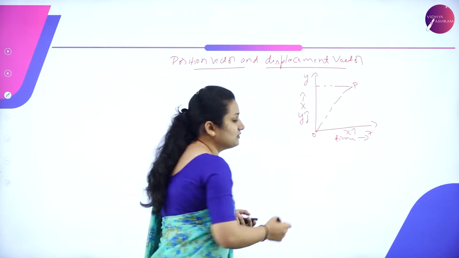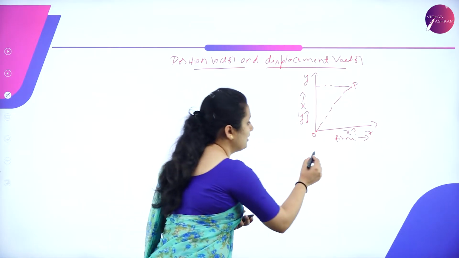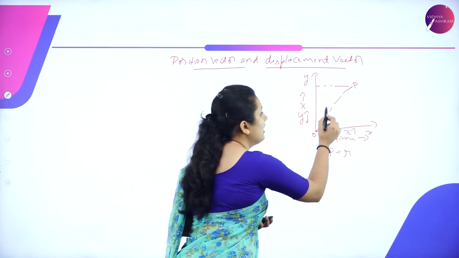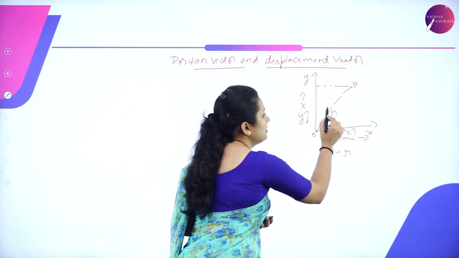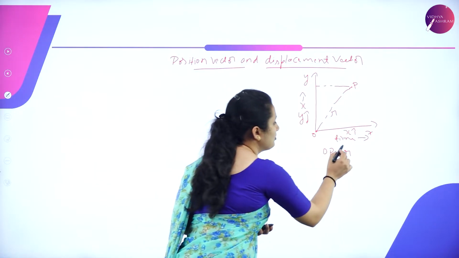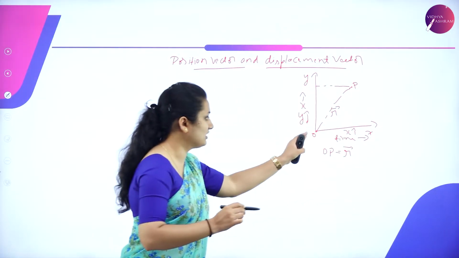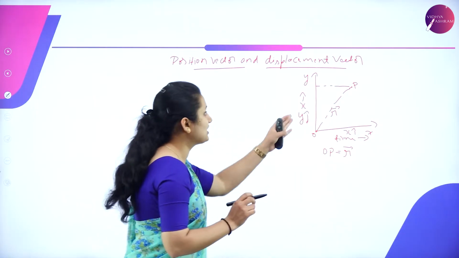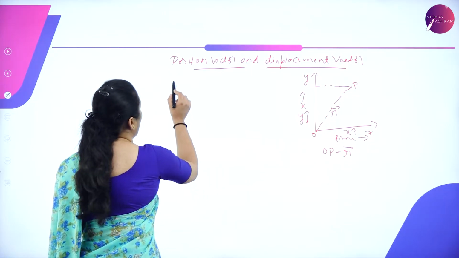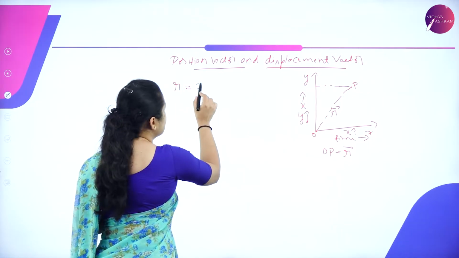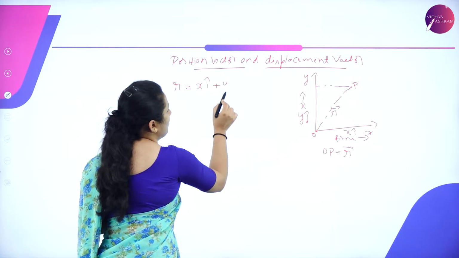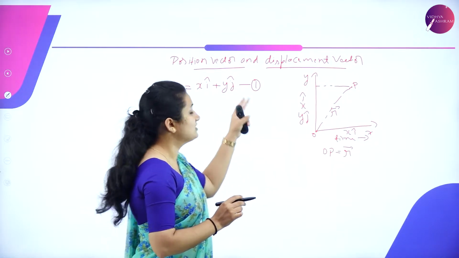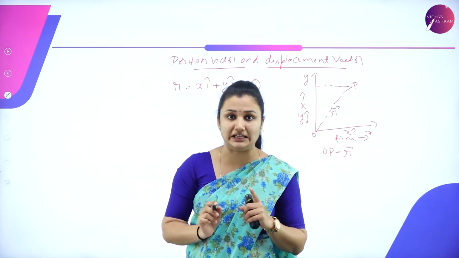So what is the position vector of OP? OP, position vector is given by R. R is the position vector of the line OP. So how do you describe the position vector R now? R is given by x i cap plus y j cap. This is my equation 1.